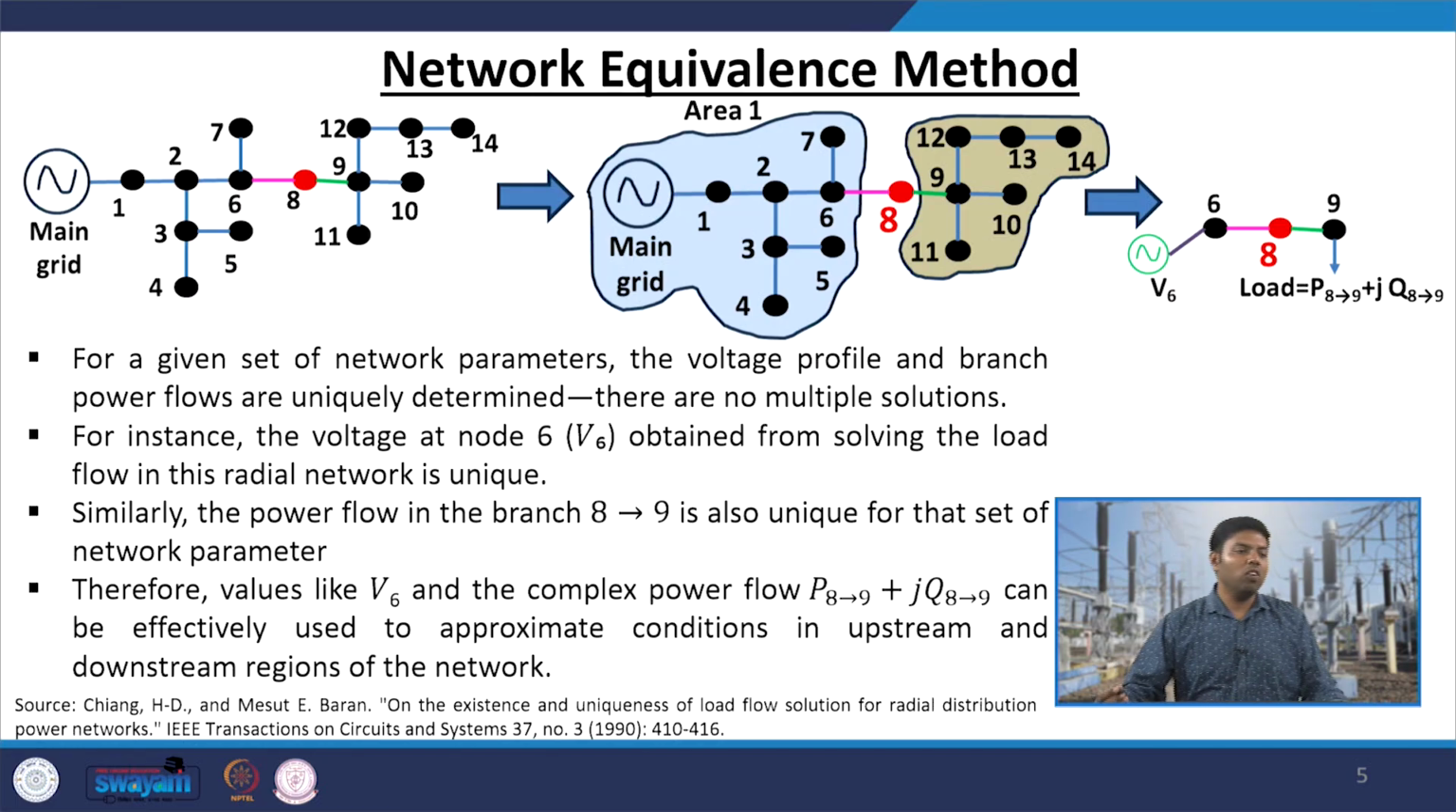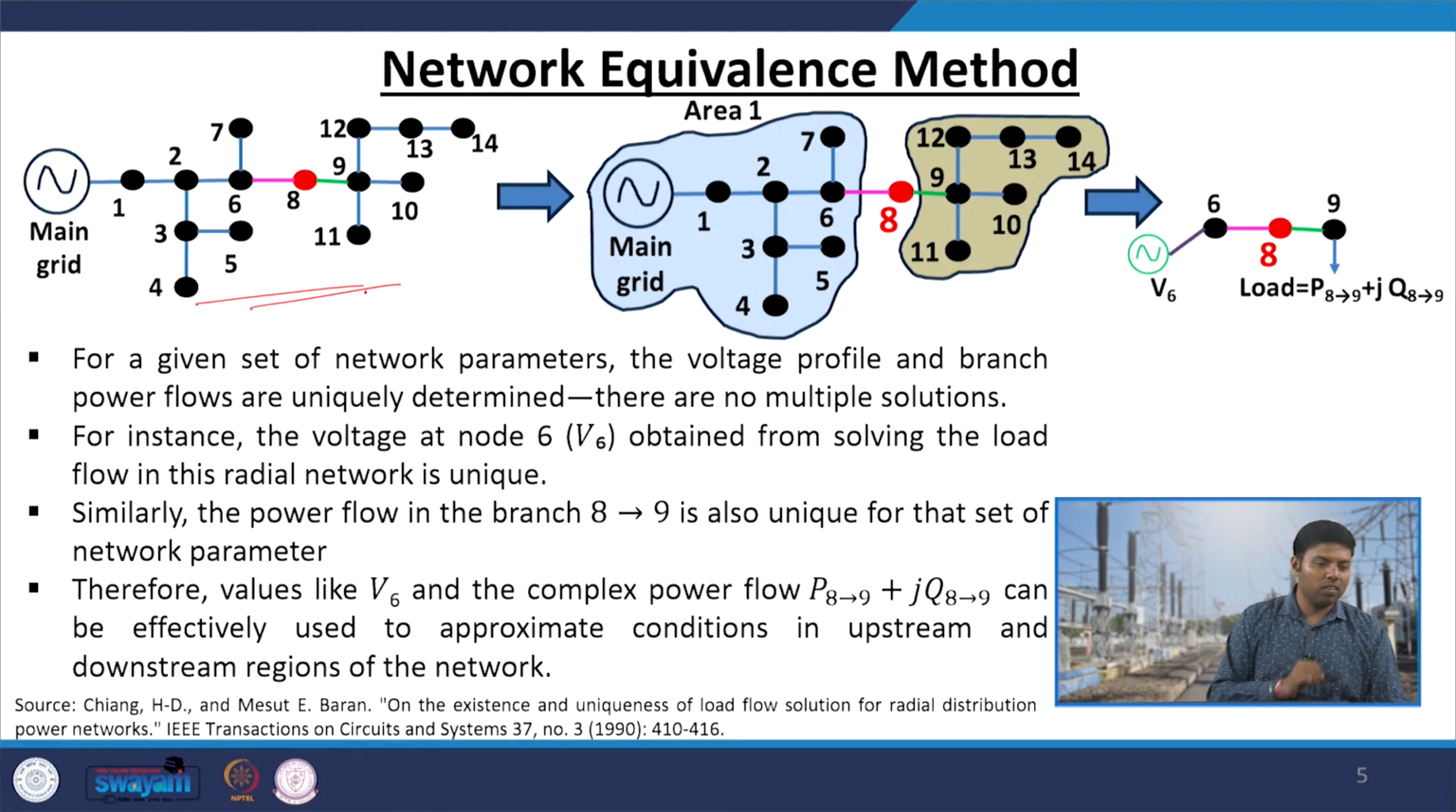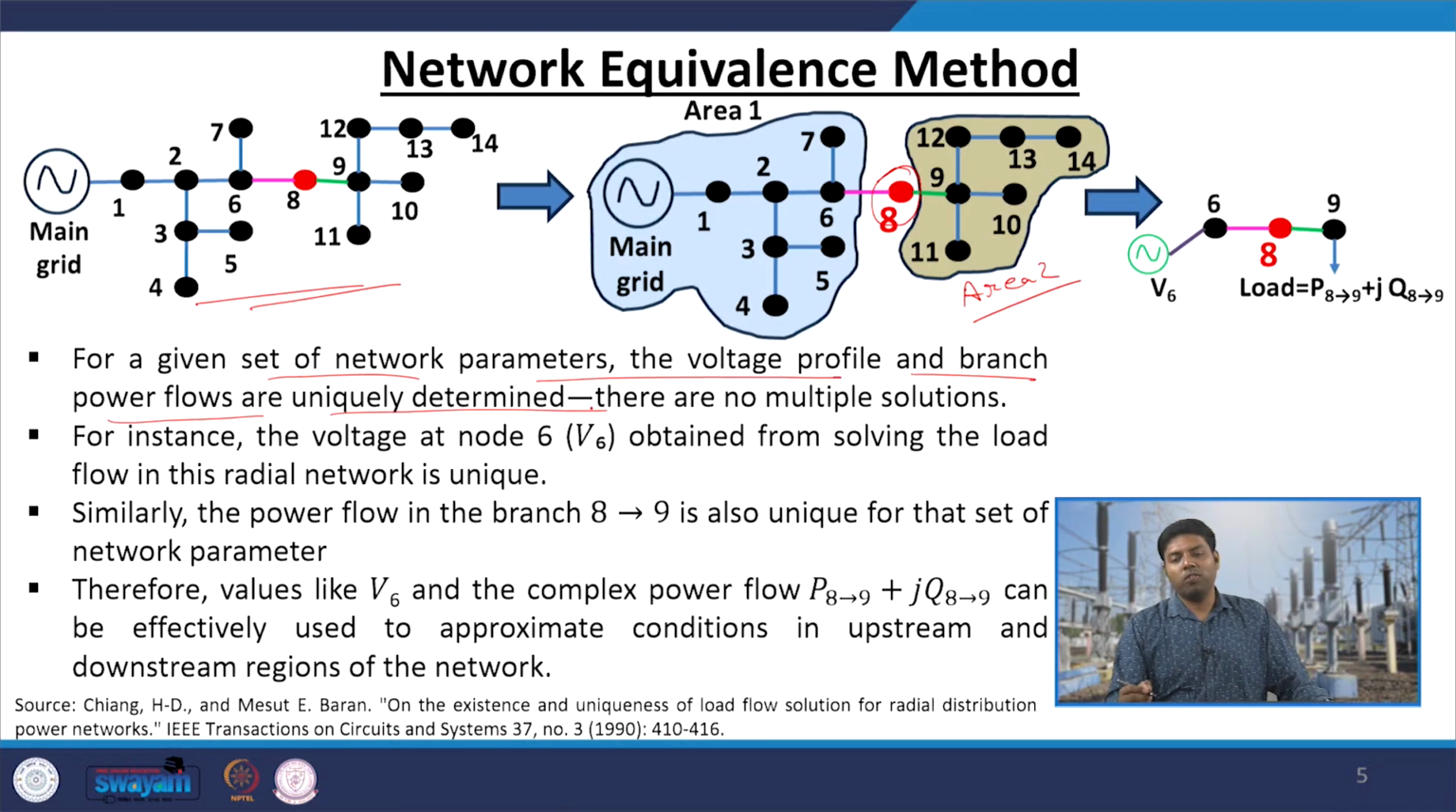Now, what is the network equivalence method? Let us say this is a distribution network and you separate it into two areas, this is area 1 and this is area 2. If you have two areas and in between you have a node, let us say node 8. For a given set of network parameters, the voltage profile and the branch power flows are unique, which we know from load flow studies. For a particular generation and particular network, if you solve the load flow, you will always get the same voltage and power flow values. You never get deviated or different values. If you are getting them, that means you did something wrong.